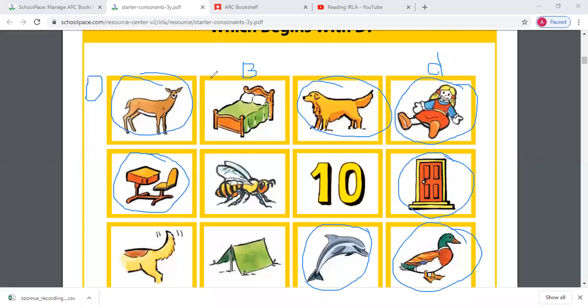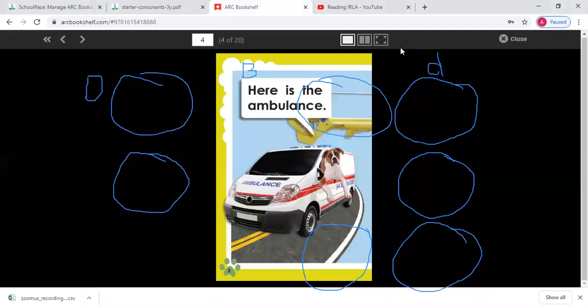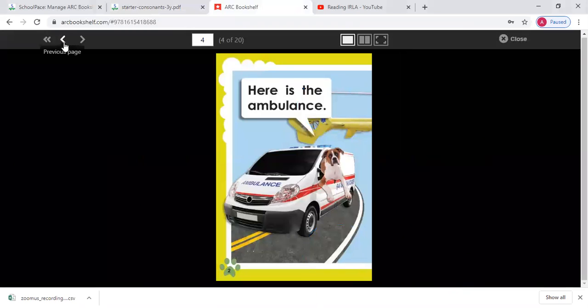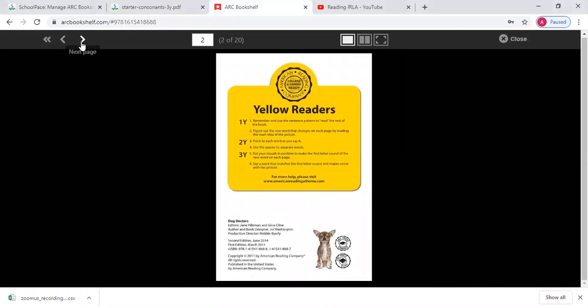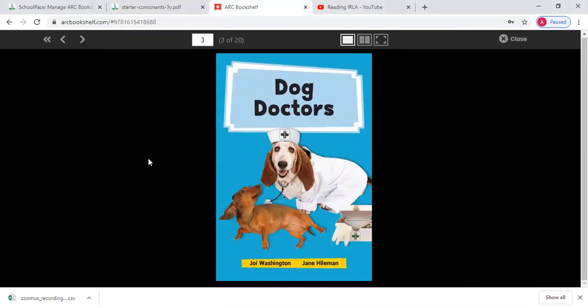Great job. All right, we are going to hop on over to our bookshelf and read an ARC bookshelf story. We are going to go along with our letter D that we are learning about today. Remind me, what sound does D make? D, D, D. Good. We are reading the story Dog Doctors. Both of these words start with the letter D. Great job. Okay, so we're going to read Dog Doctors.